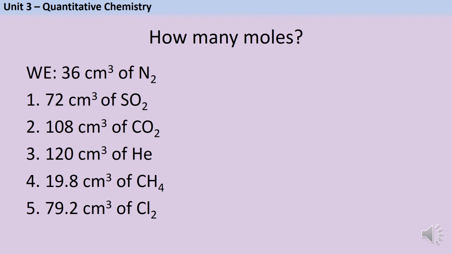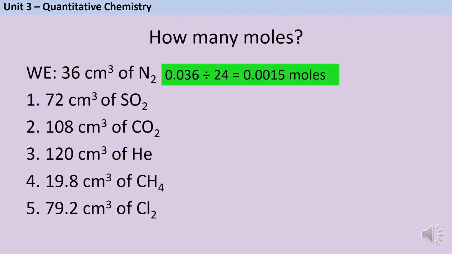Here's some quick practice. So remember, firstly, we need to convert all of these volumes to decimetres cubed, and then we divide by 24. So 36 divided by 1,000 would be 0.036, and 0.036 divided by 24 is 0.0015 moles. Pause the video and calculate the number of moles for the remaining 5 questions.